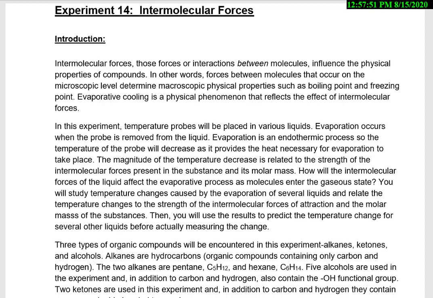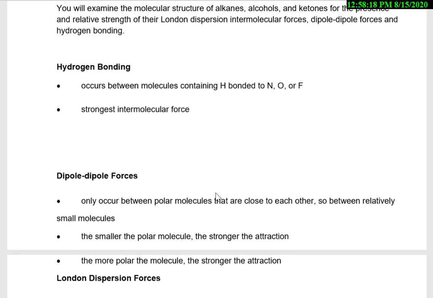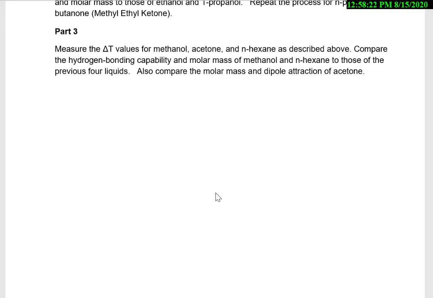Here's an introduction to experiment 14, intermolecular forces. So here we're looking at the comparison of intermolecular forces between different types of molecules, identifying which molecules have London dispersion, dipole-dipole, and hydrogen bonding. And then looking at their evaporation rate in order to see and compare their intermolecular forces. The procedure is shown in the video.